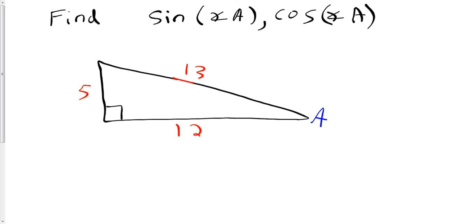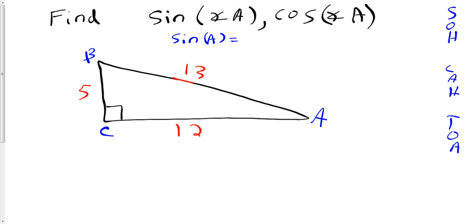So this is A, and this is B, and this is C. What is sine of A? Well, sine of A is going to be SOH CAH TOA. So if it's SOH CAH TOA, we're going to use SOH, and we're going to take the opposite of A, and we're going to divide it by the hypotenuse from A.